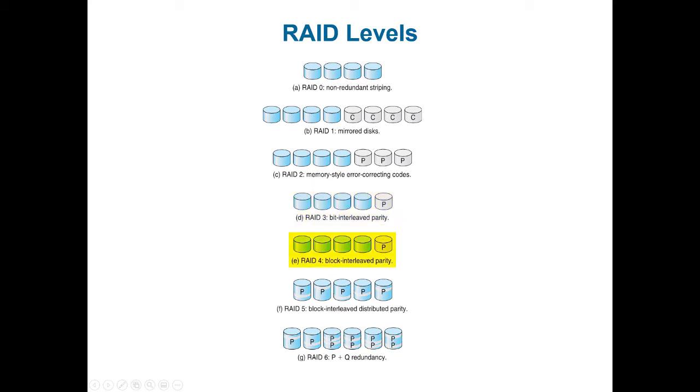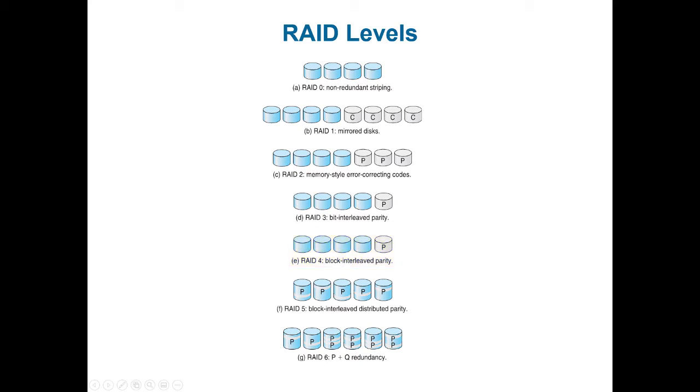RAID Level 4. This level is similar to Level 3, employing block-level striping instead of bit-level striping. The benefits are that multiple blocks can be read independently, and changes to a block only require writing 2 blocks rather than involving all disks. Note that new disks can be added seamlessly to the system provided they are initialized to all zeros, as this does not affect the parity results.